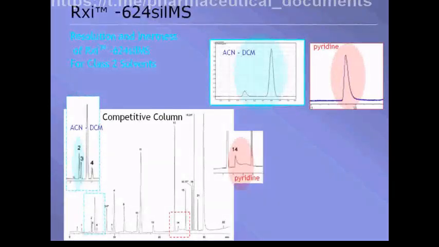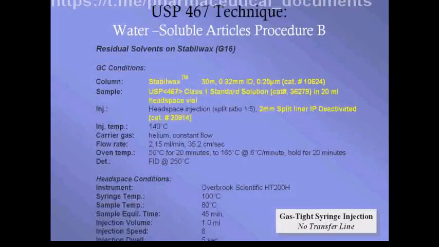And also look at the shape of pyridine. On the RXI 624 SIL-MS, very good peak shape for this basic compound. With other deactivations, you could see much greater peak, maybe even some peak degradation as a result. So overall, we can see that in terms of procedure A, the RXI 624 SIL-MS is definitely the column that I would recommend. When going to procedure B, what we then do is now confirm the analysis.